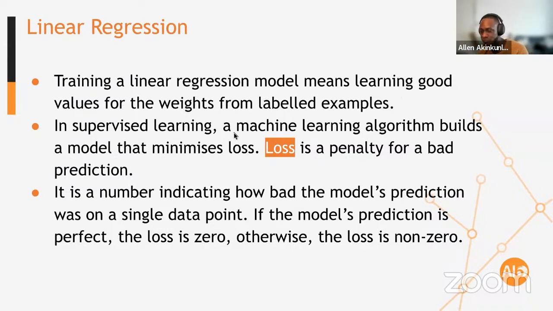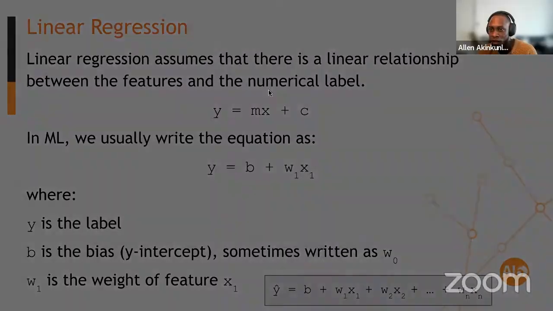In supervised learning, a machine learning algorithm builds a model that minimizes loss. Loss is a penalty for a bad prediction. Loss is essentially a number indicating how bad the model's prediction was on a single data point. If the model's prediction is perfect, the loss is 0. Otherwise, the loss is non-zero. I'll go back to that deck to explain what loss is.